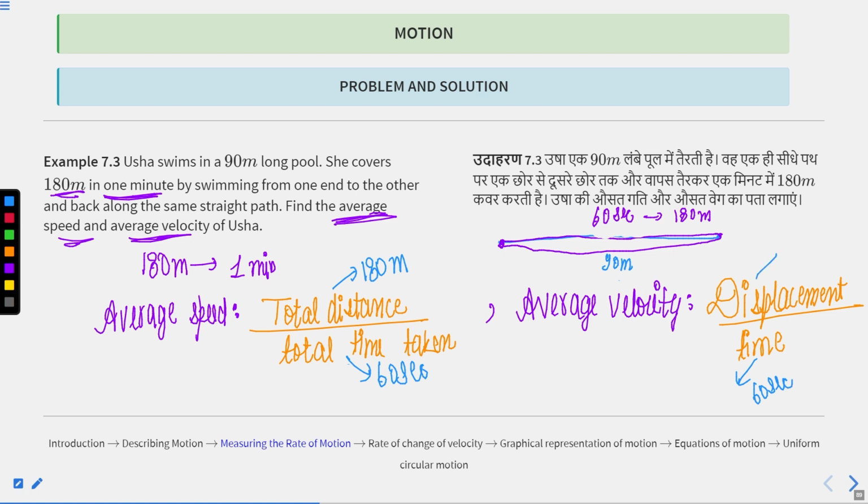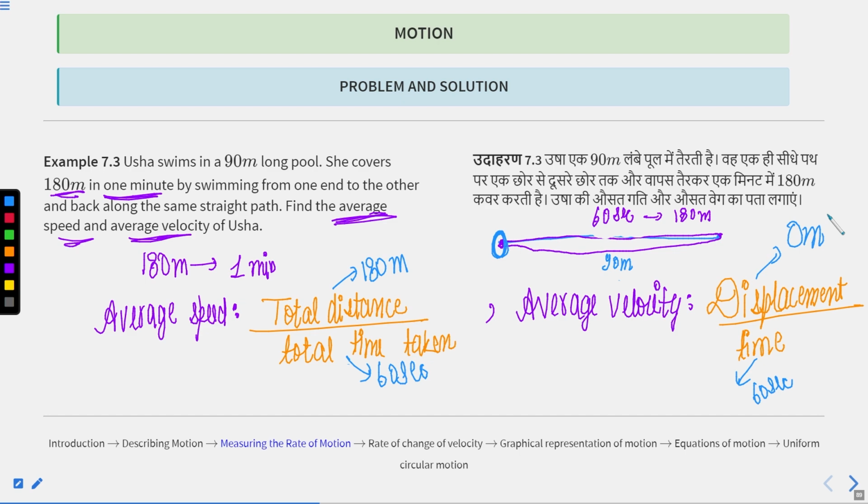But what is the displacement in this question? She started from that point and ended at that point. So total displacement is 0 meter. Displacement is 0 meter and distance is 180 meter. Okay, class? Then you have to just put in the values and calculate average speed and average velocity. So this is the approach of this question.